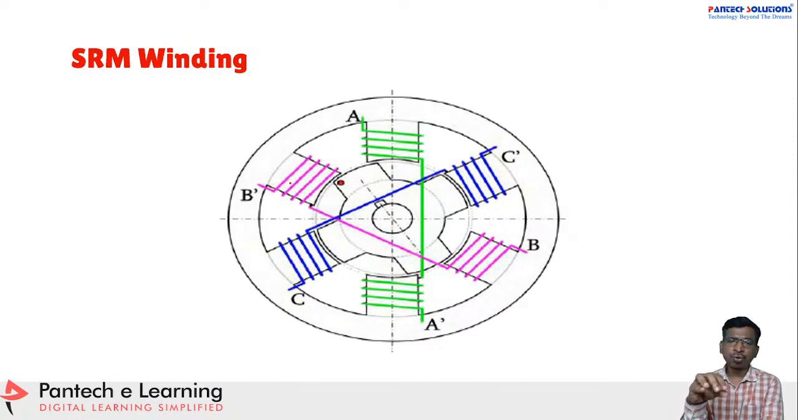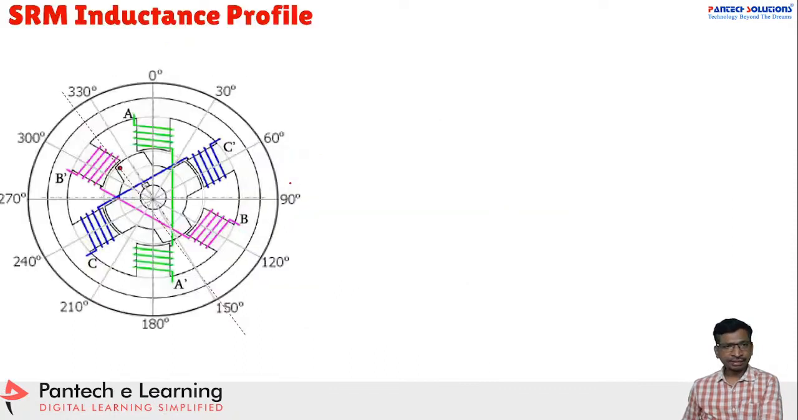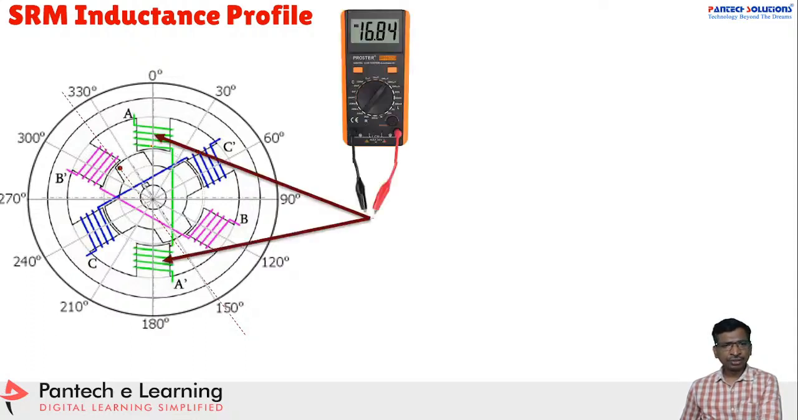So you must know how to draw the inductance profile also, right? Just take an SRM motor, that means switched reluctance motor. Here are the A phase, B phase, C phase. These three phases have been developed, and if you take a winding, this is that winding terminal, and this is the next terminal.